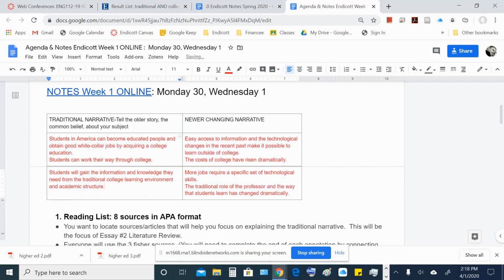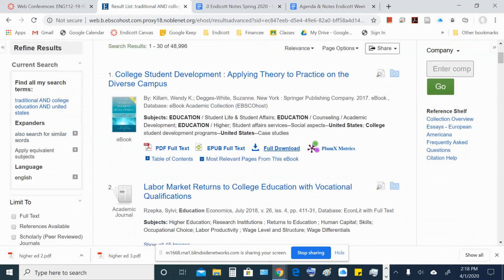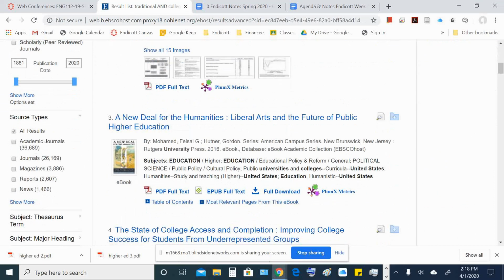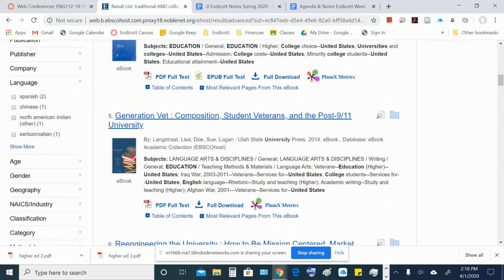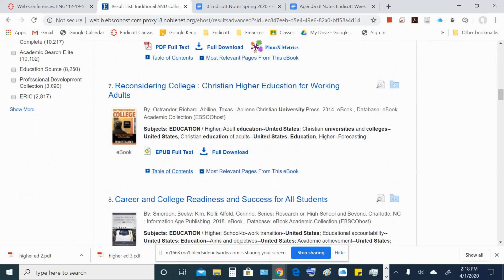So just by expanding out my traditional narrative, I have more to focus on, to look for when I'm looking for sources. I can not just keep putting in traditional college. I can also put the cost of college. So what happened there? When did that start to go up, and when was this? So it just might help you expand out what you can look for as far as sources go.